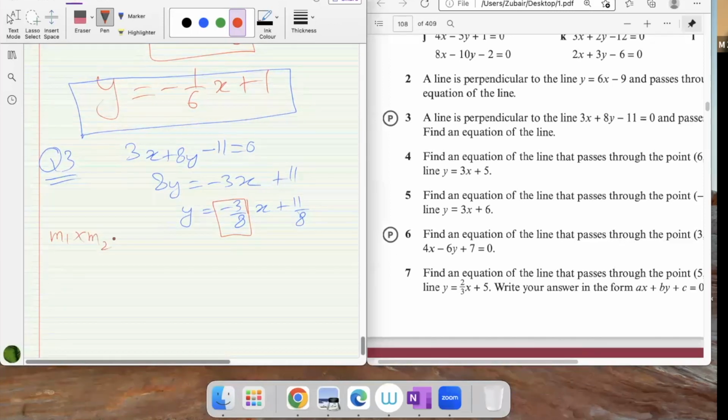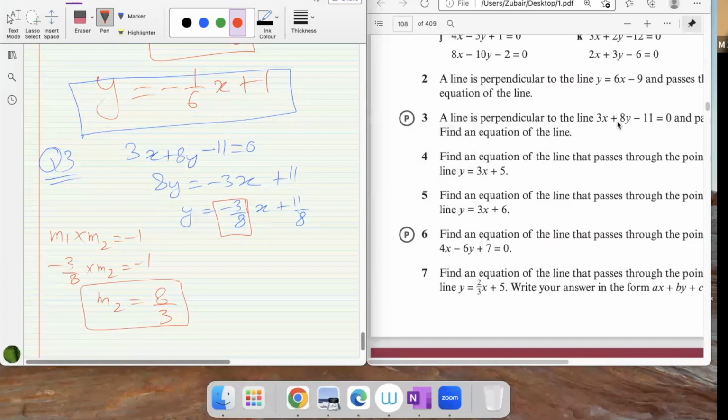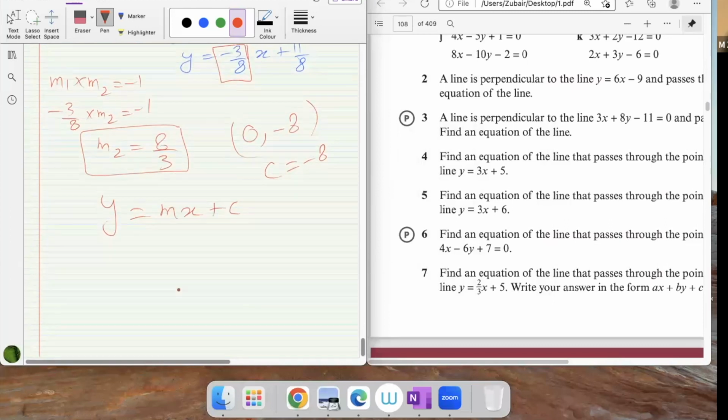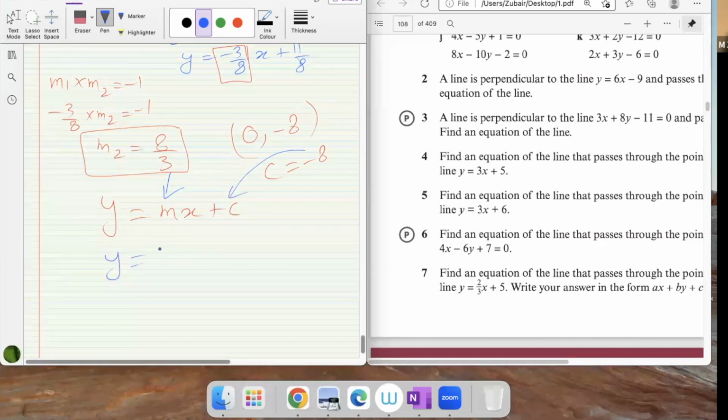m1 into m2 is equal to minus 1. Minus 3 by 8 into m2 equals minus 1. So m2 equals positive 8 by 3. We know the gradient and it says it passes through 0, comma minus 8. So straight away c is negative 8. The equation of the line will be y equals mx plus c, gradient and y-intercept. So y equals 8 by 3 x minus 8.